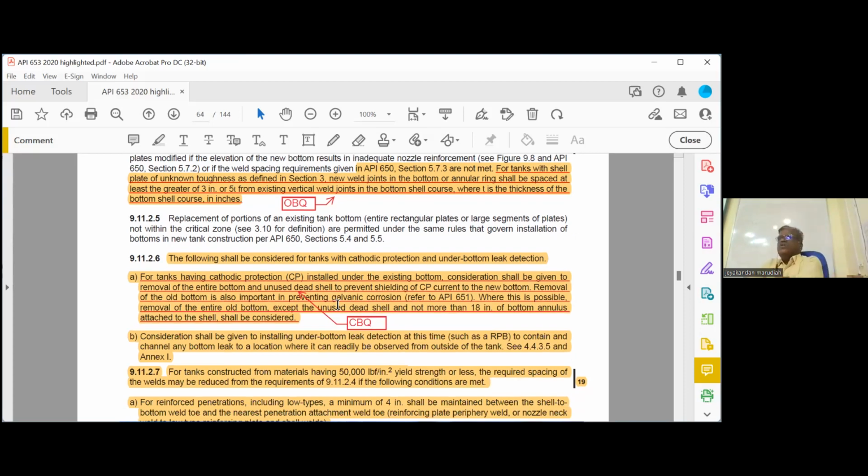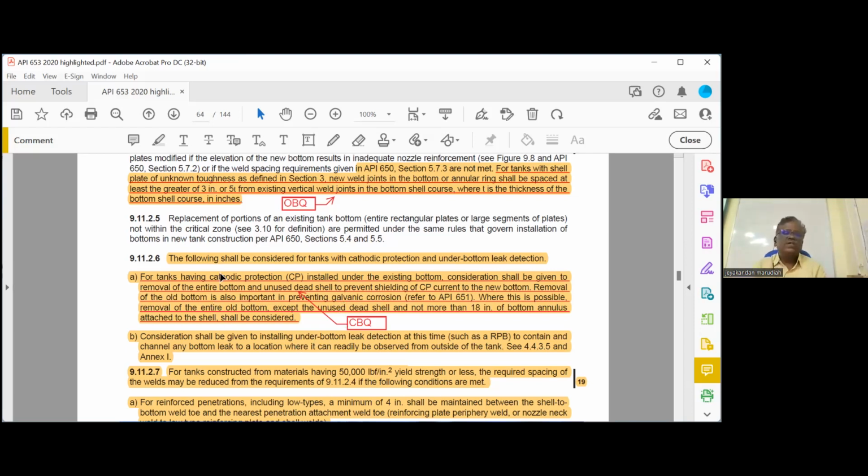Now, suppose you are giving cathodic protection. When you are installing the new bottom, the cathodic protection from the original should be removed. Generally, they will give the cathodic protection anodes on the bottom of the tank. But if you are installing the new bottom, if you are filling with the sand, you can put the anode between the old and new bottom. Or if you are filling with the concrete, concrete will not conduct the current. You have to put the anode around the periphery of the tank, around the circumference.